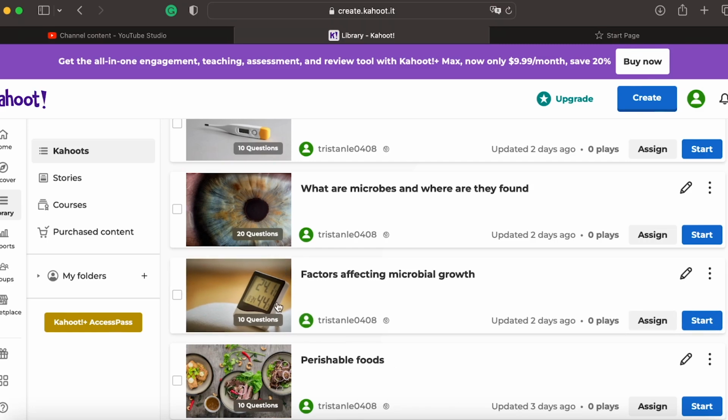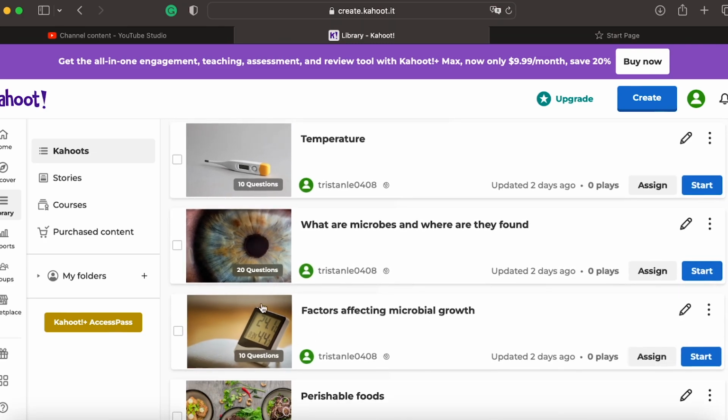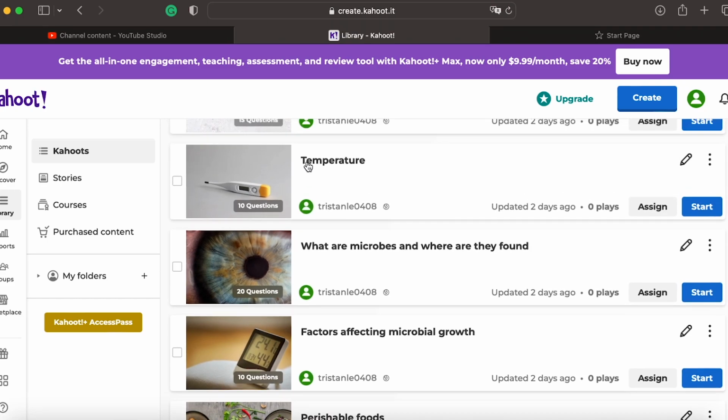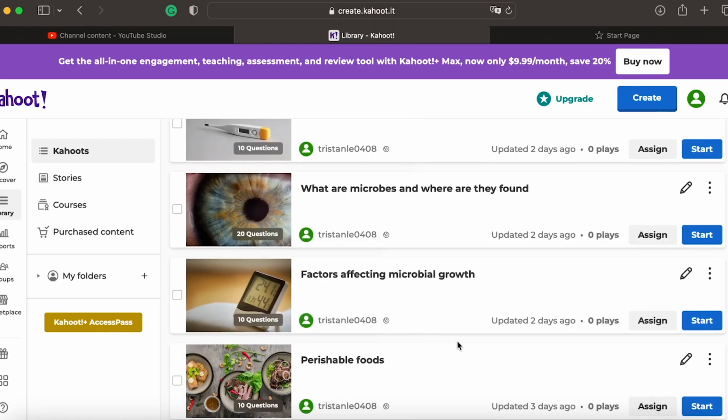For example, here you can see in microbes only one lesson would include 30 questions or even 40 questions, 30 questions here. And in temperature we will learn around 25 questions. So let's start.